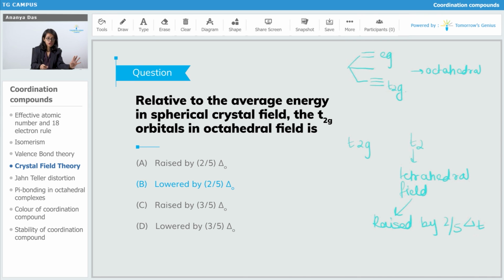So this is a question for the octahedral field, which is why del O is written in every option. If the question was for a tetrahedral field, instead of del O we would have del T here, and the correct option would have been raised by 2/5 del T.